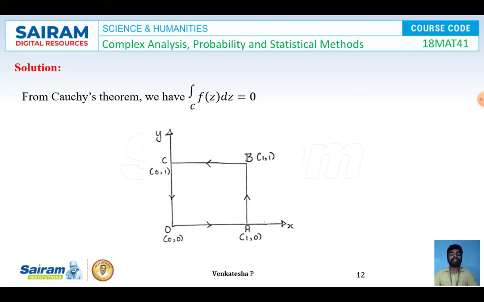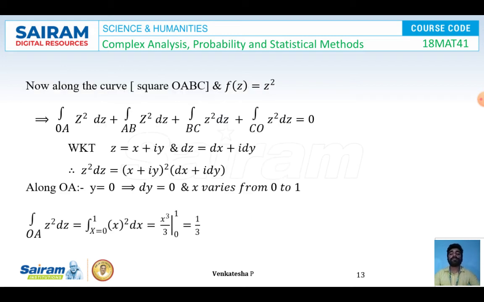And in the region BC, the common point is y is equal to 1. So y is equal to 1 means dy will be equal to 0. We have to find the limit for x. In this region, x varies from 1 to 0. And in the region CO, the common point is x is equal to 0. X is 0 means dx will be equal to 0. So we have to find the limit for y. Here y varies from 1 to 0. So now the curve C has been divided into 4 regions like OA, AB, BC, CO.